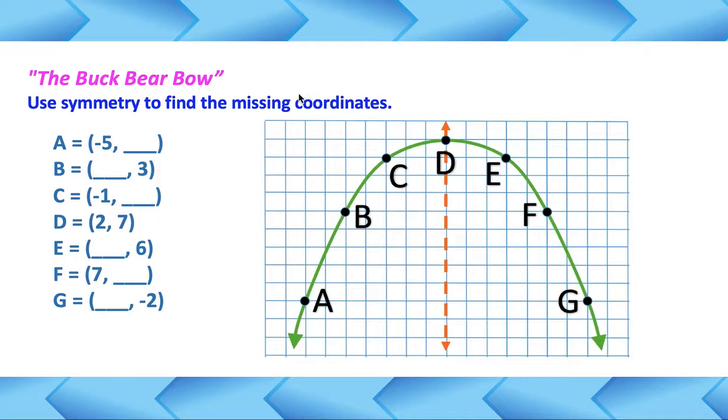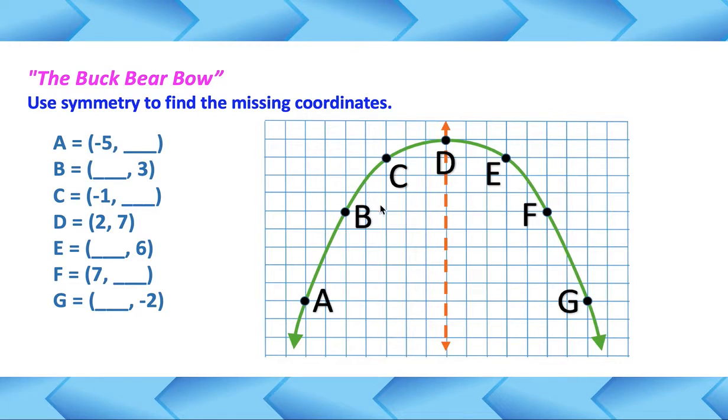Use symmetry to find the missing corner point. So this is kind of like the last question we did before. I think this is the second question in the series. I can't remember the exact order, but you want to remember that corner points of the same height have the same y value. So D is the vertex, right?